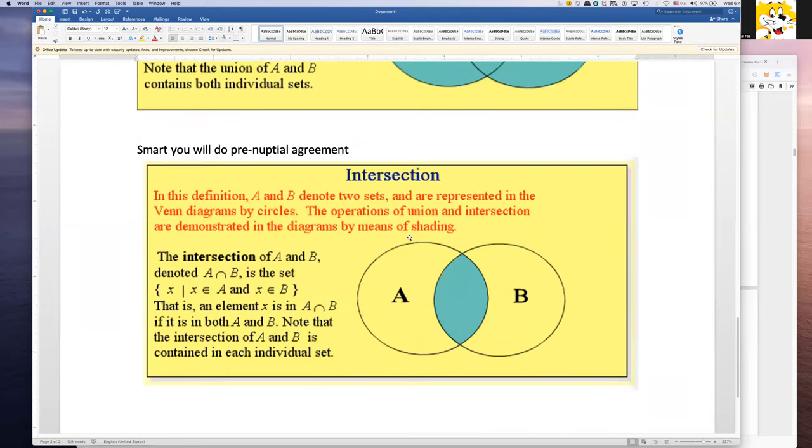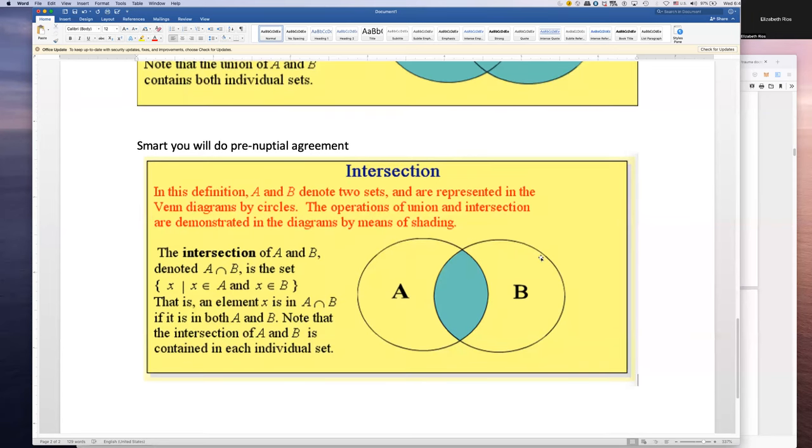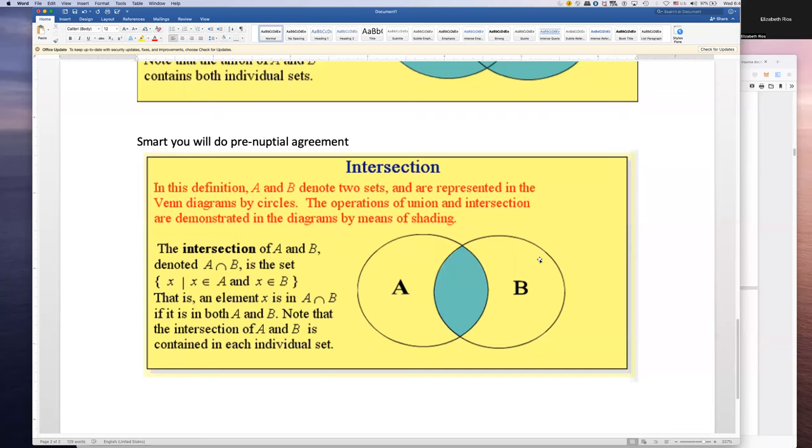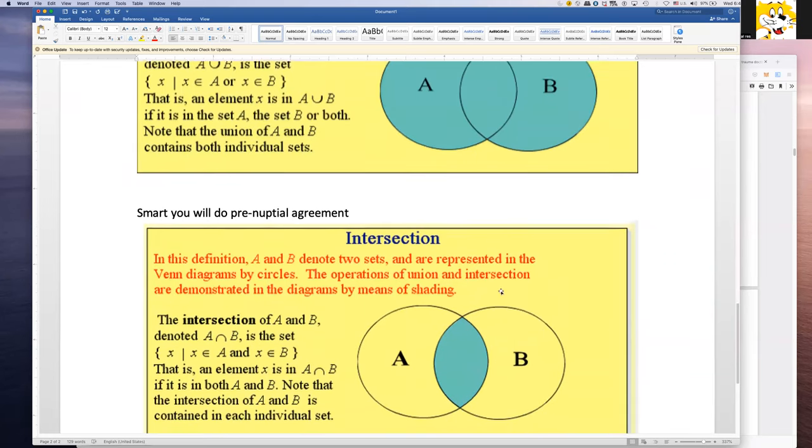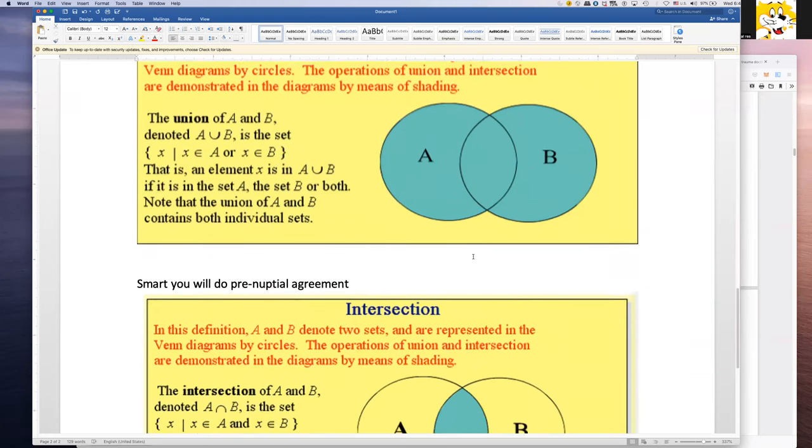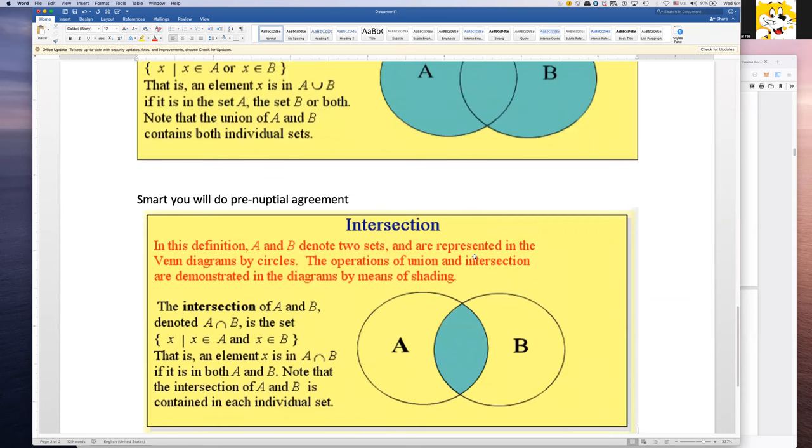How many of you guys watch 90 Day Fiancé on Discovery? I love that show. Nobody? Yo, you guys need to watch that. You need to watch that. That is some serious drama, especially when you bring up all of these ideas of union and intersection. Some people get very offended with this intersection stuff.